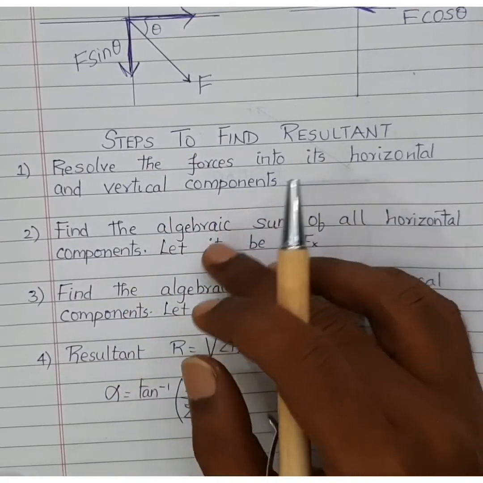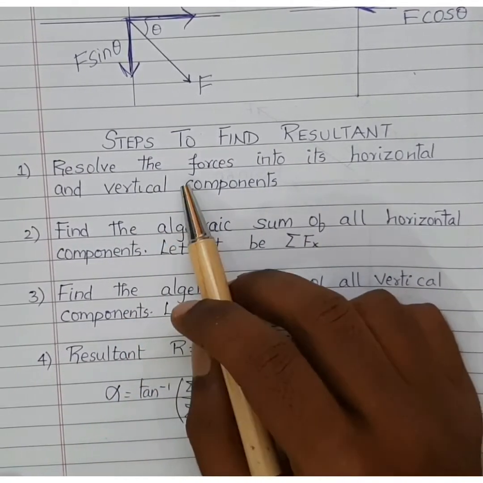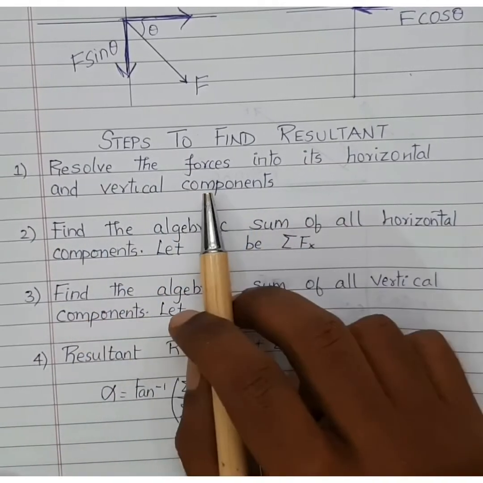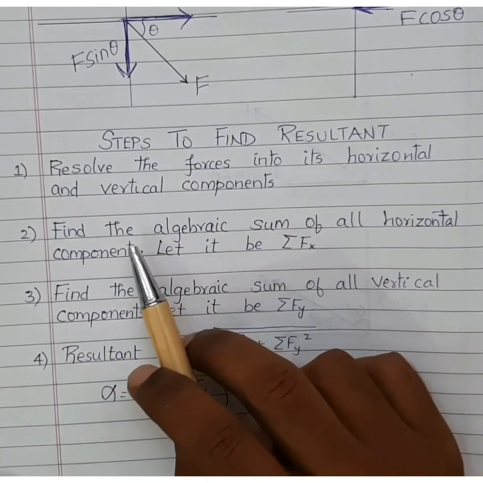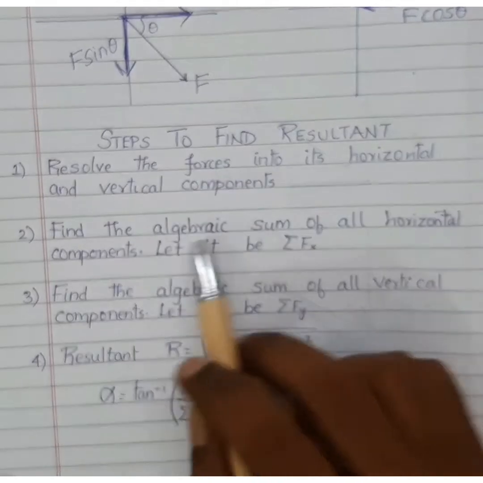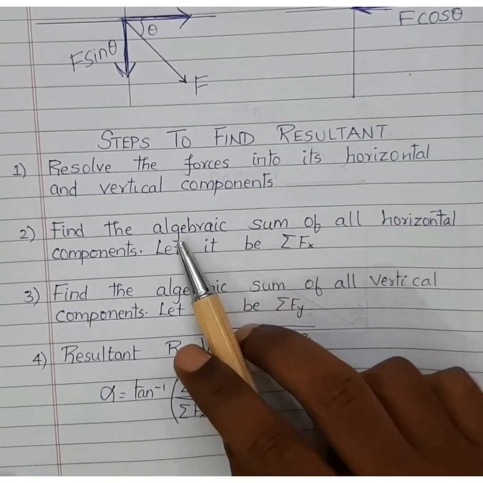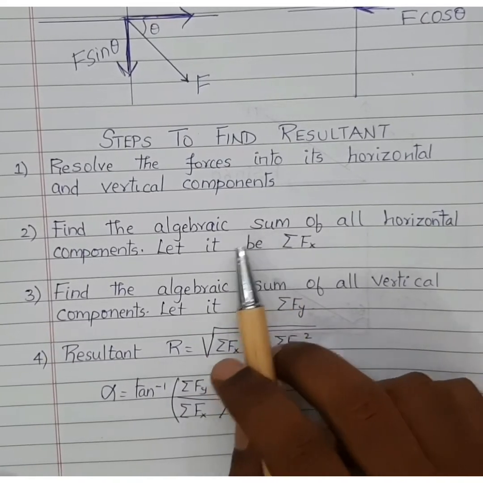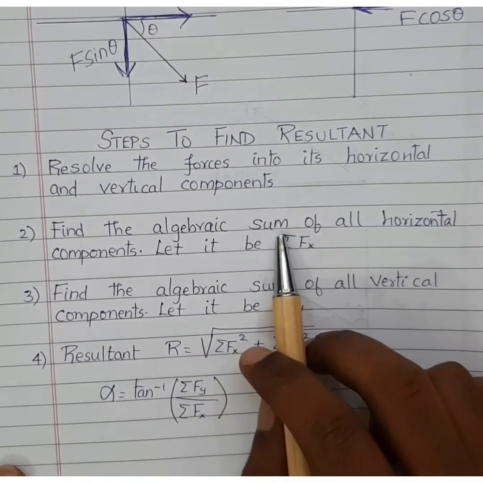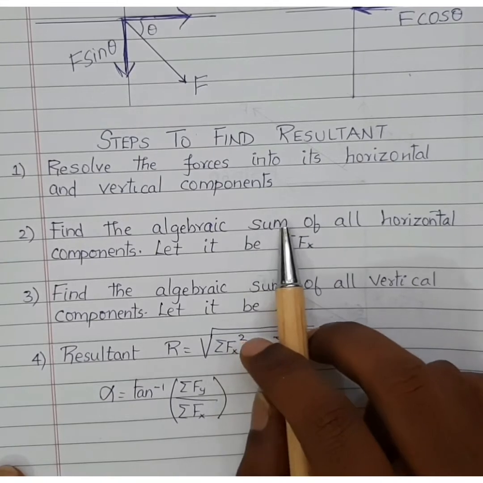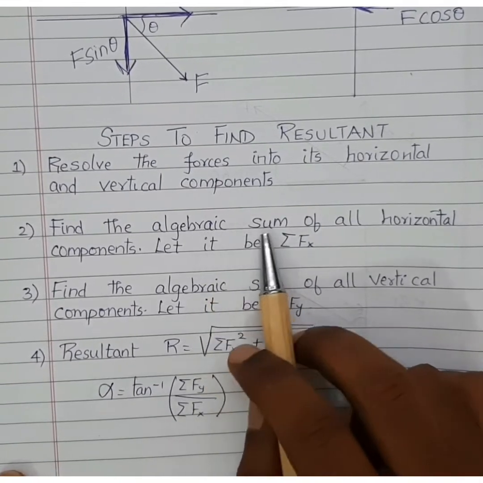So how many forces are there? For all the forces you have to resolve them into their horizontal and vertical components. Next you have to find the algebraic sum of all the horizontal components and let that be sigma fx. What is this algebraic sum? That means you have to take the sign convention into account. So if it's positive you have to add, if it's negative you have to subtract it.